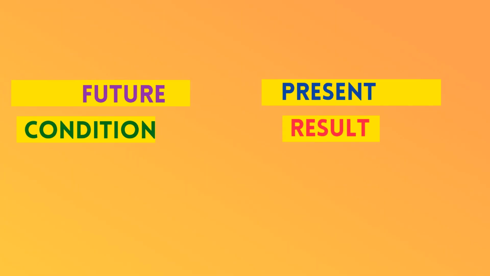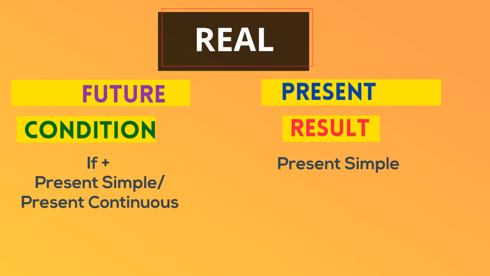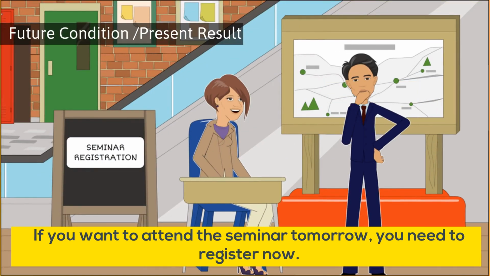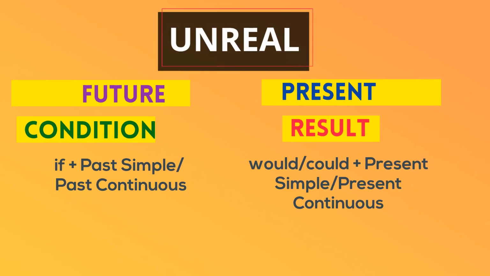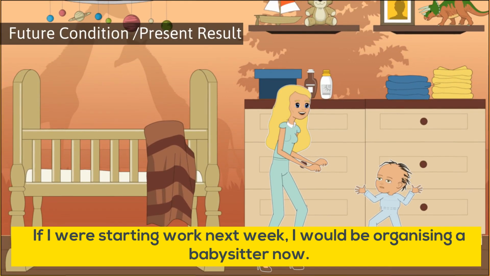Future condition with a present result. Real: condition, if plus present simple or present continuous. Result, present simple. If you want to attend the seminar tomorrow, you need to register now. Unreal: condition, if plus past simple or past continuous. Result, would or could plus present simple or present continuous. If I were starting work next week, I would be organising a babysitter now.